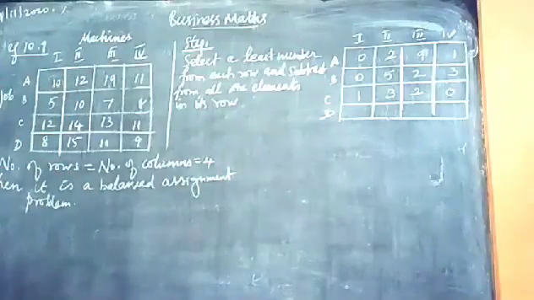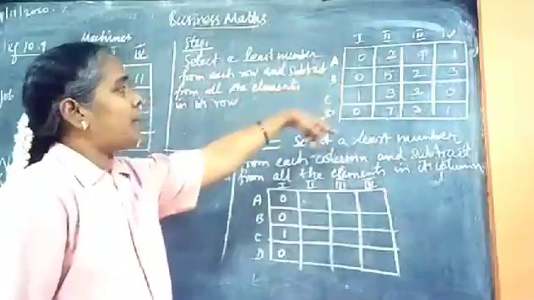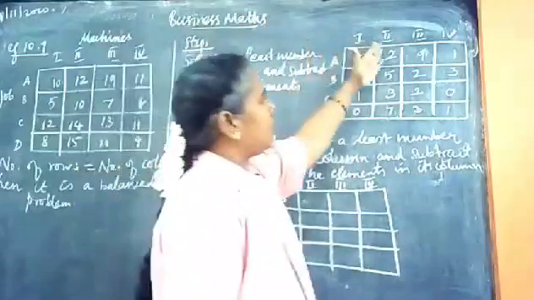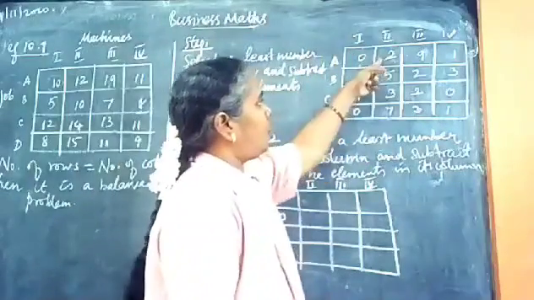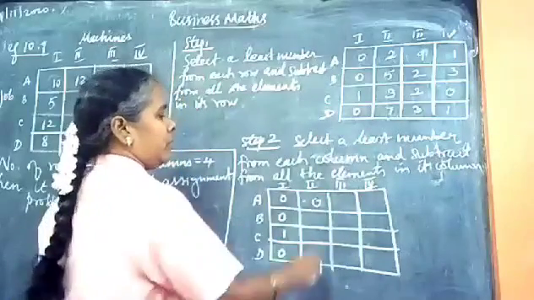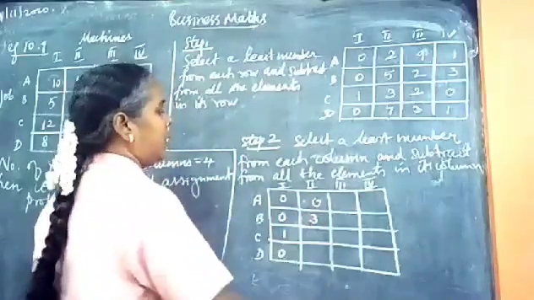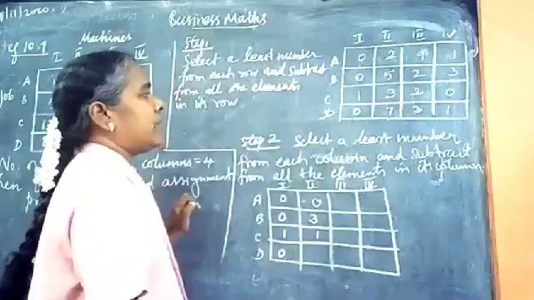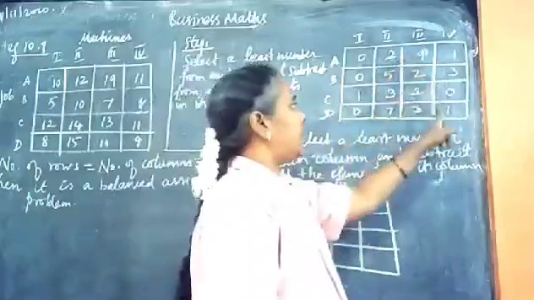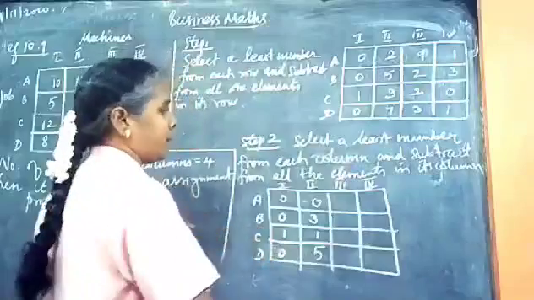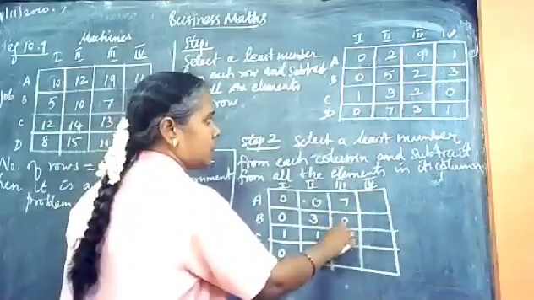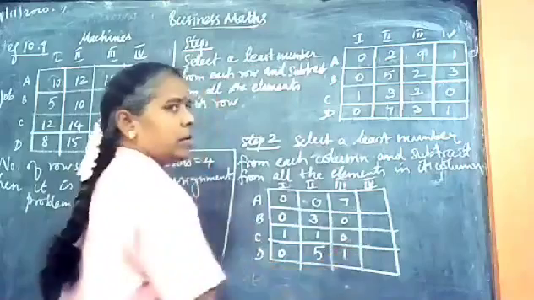Okay. Now what is the next column? Second column, search for the minimum number, 2. 2 minus 2, 0. 2 minus 5, 3. 2 minus 3, 1. 2 minus 7, 5. Select this number 2 and subtract from 9, 7. 2 minus 2, 0. 2 minus 2, 0. 2 minus 3, 1.